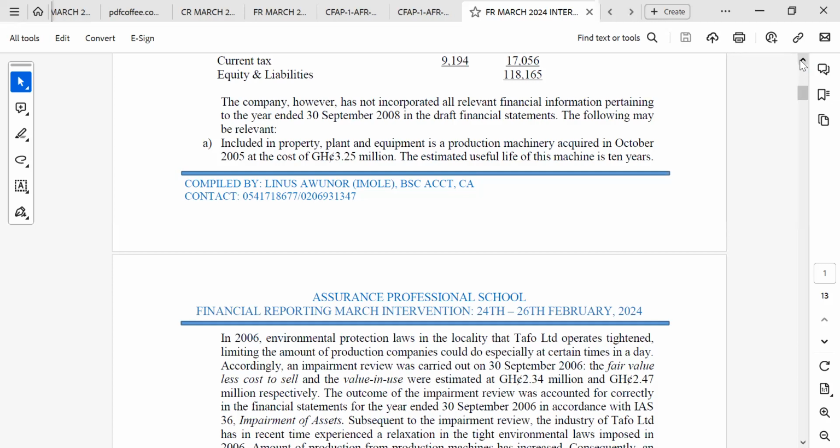Accordingly, an impairment review was carried out on 30 September 2006. The fair value less cost to sell and value in use were estimated at 2.34 million and 2.47 million respectively. The outcome of the impairment review was accounted for correctly in the financial statement for the year ended 30 September 2006 in accordance with IAS 36 Impairment of Assets.